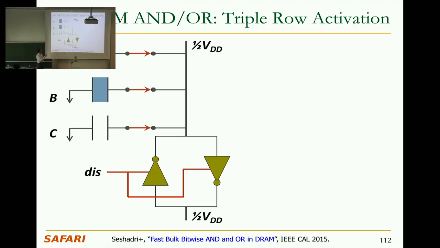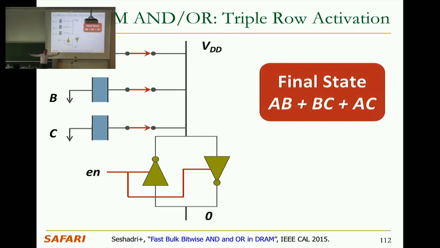And the result that you would get on the bit line is a majority circuit, which means that if at least two of these are charged, you get the charge state here. If at least two of these are discharged, you would get the discharge state. Why? Because of charge sharing. Essentially, based on the charge sharing principles, you would get a majority circuit. And the final state is this. Now, this is beautiful. You can do bitwise majority across a DRAM row.